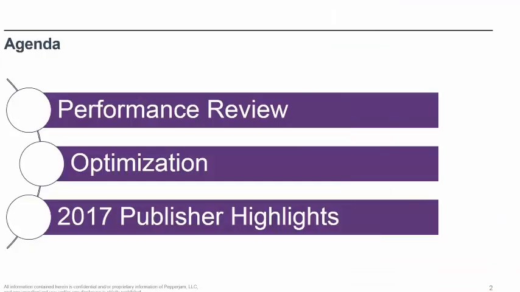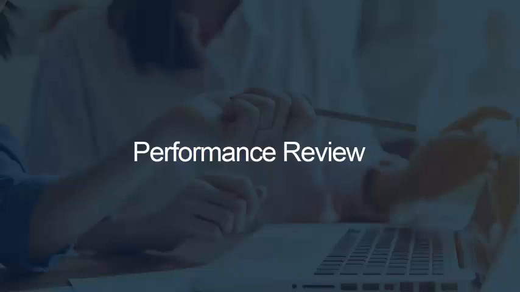So for our agenda today, we're going to go over the performance review process, how to take a look at your program's performance from the past year, and some different trends and things to look for. We'll take a look at some optimization tips for next year, and then the 2017 publisher highlights that took place. So first, we'll go into performance review.